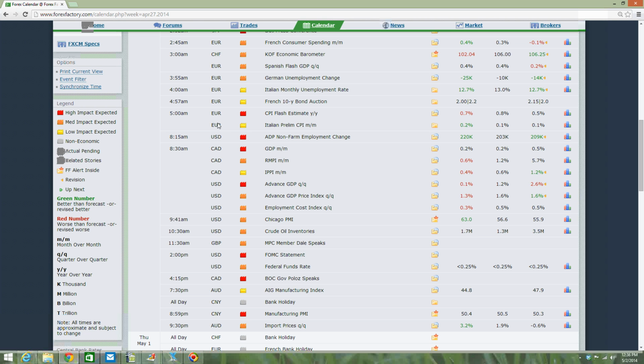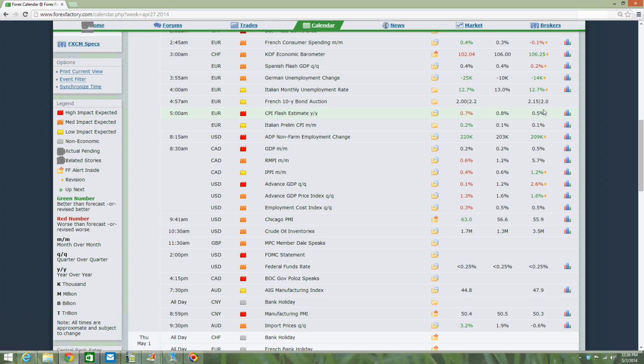Now let's take a look. For example, this is a CPI flash estimate for the Eurozone. See, this is the euro, the currency that is affected. The flashlight here is red. And let's try to explain a bit what happened with the Euro US dollar at the moment that this was released. This was released on Wednesday, the last day of April.